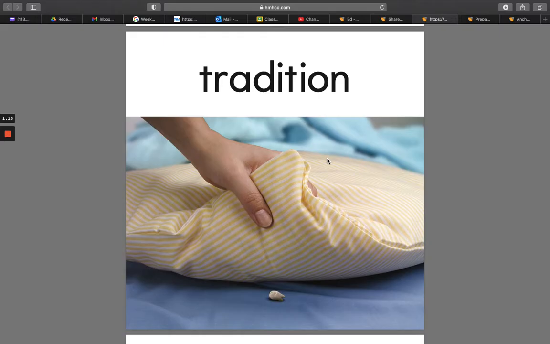Tradition. Say tradition. A tradition is a special way people have done something for a long time. So in our picture, you can tell that it's a tradition to put the tooth that you lose under your pillow so the tooth fairy can come see you. Many families have a Thanksgiving tradition of eating turkey with stuffing. Tradition.